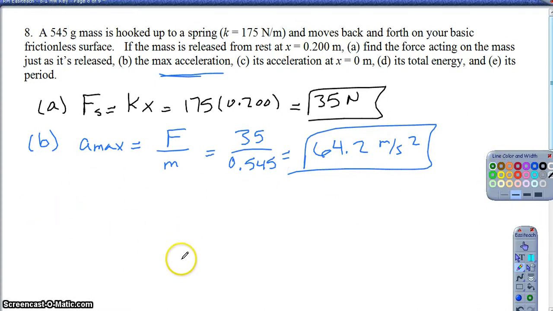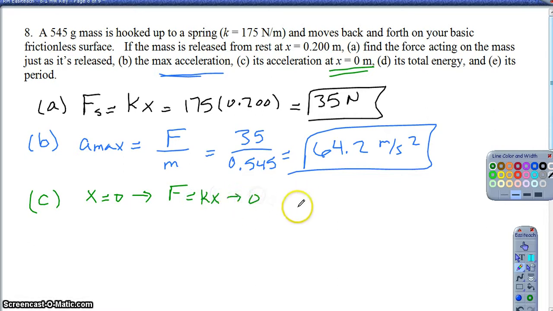Pretty easy. So then part C, its acceleration at x equals 0. Well, again, that's just a concept. It's not even a calculation, right? When the displacement is 0, we know that the force would be 0. So when x equals 0, force, because force equals k times x, would be 0. And then therefore the acceleration would be 0. Right, so at that location, my acceleration is 0 meters per second squared.